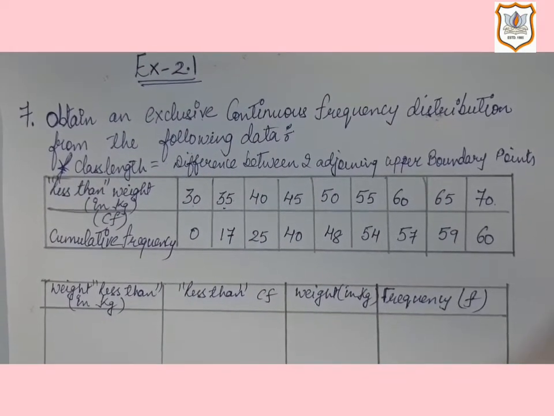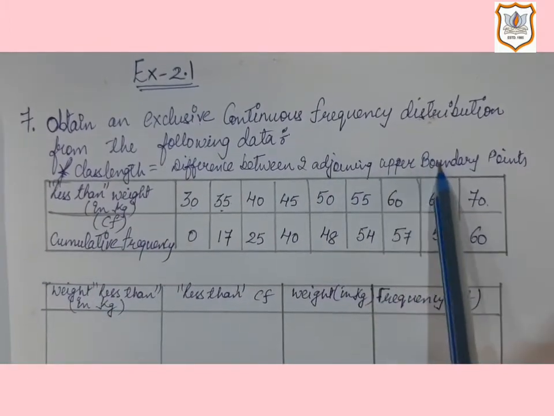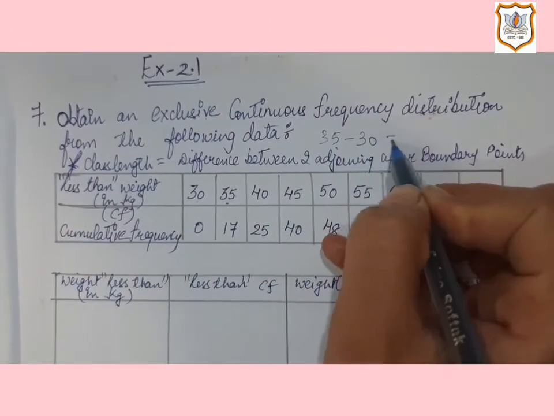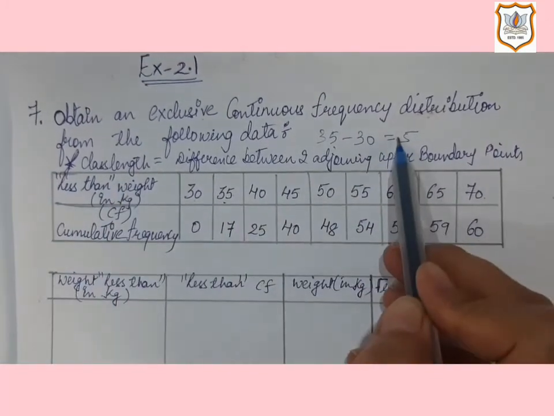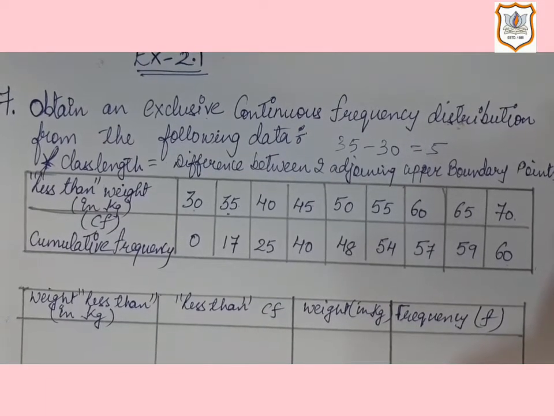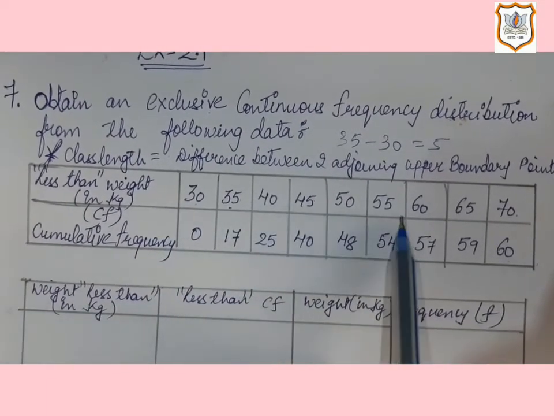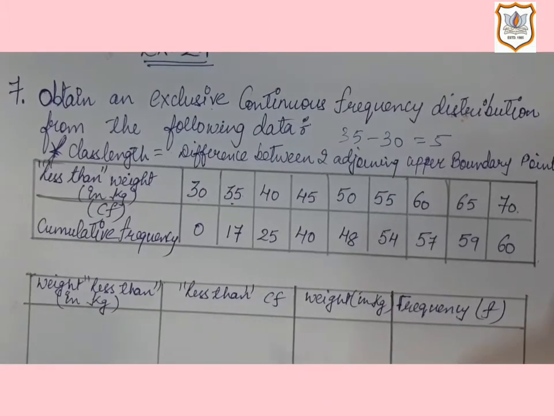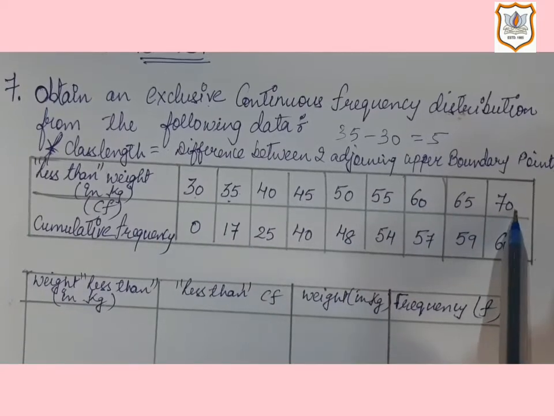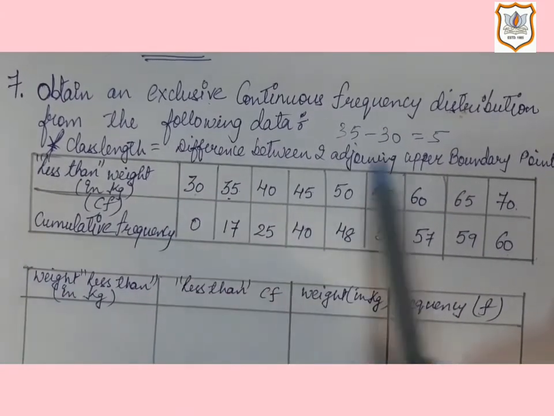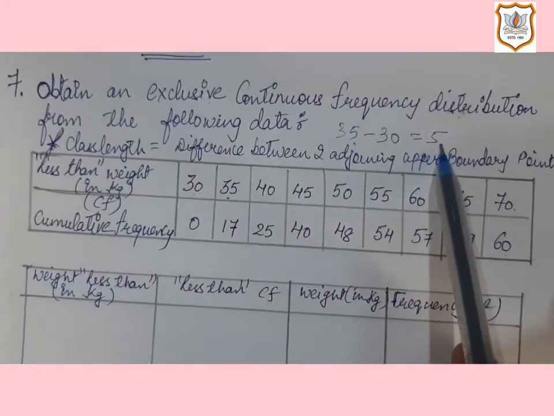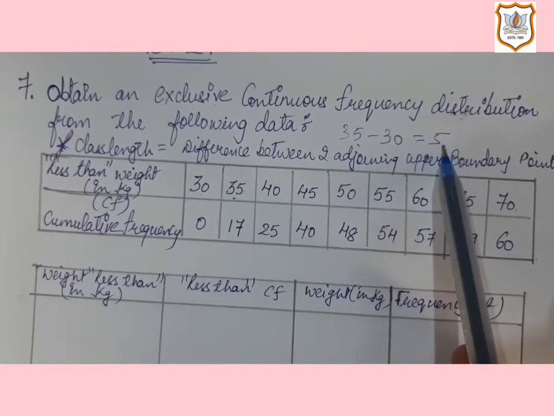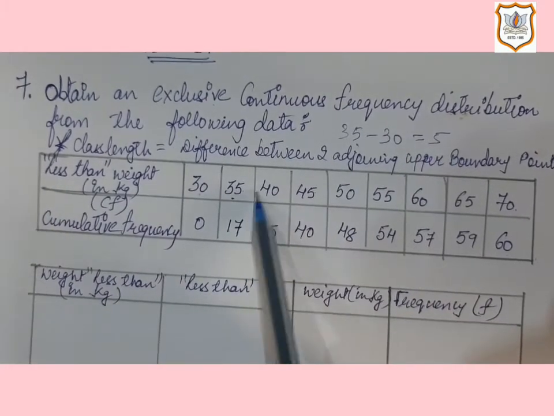And if we want to know the class length, the difference between two adjoining upper boundary points, that means 35 minus 30, is equal to 5. So the class length is 5. All these are upper boundary points. If we want to know the lower boundary point of a class, how will we find it? Upper boundary point minus class length. What is the class length? Class length is 5. That means 30 minus 5, so the initial class will be from 25 to 30. In this manner, we will obtain the class for each upper boundary point.